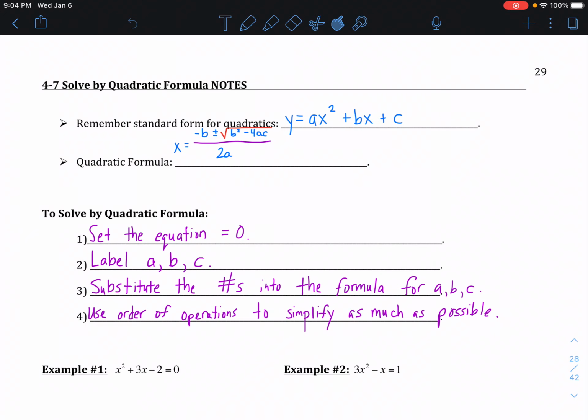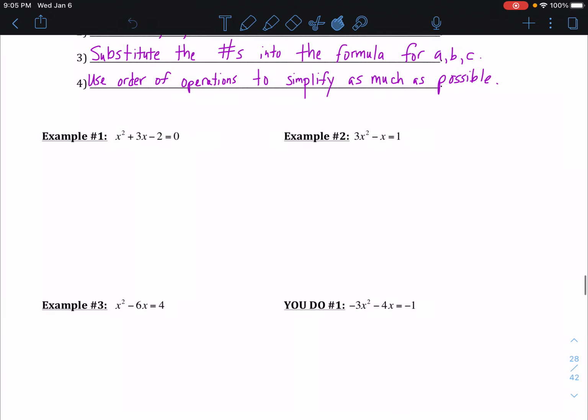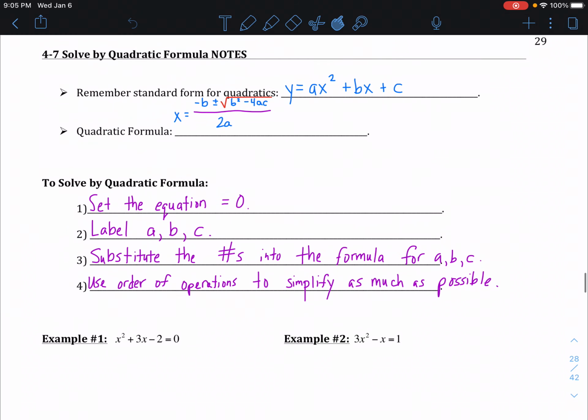Okay, guys, welcome back to Unit 4B. Going to page 29, Section 4.7, we're going to learn how to solve equations again. As you can see, we have quadratic equations again. We're going to learn a new method for solving them called the quadratic formula.